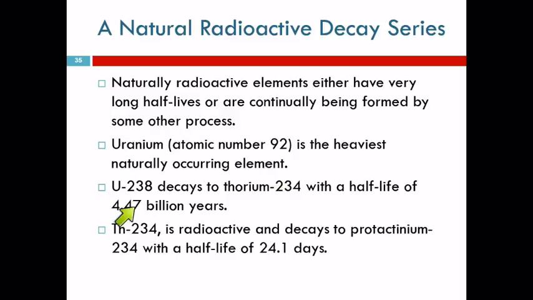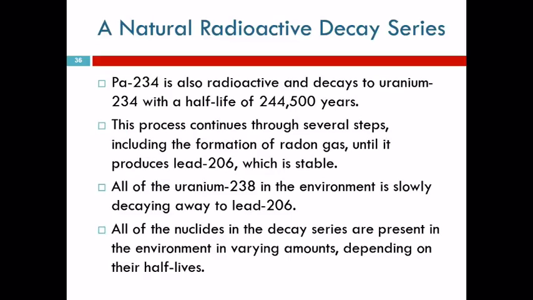It makes thorium-234. Thorium-234 is radioactive. That decays to protactinium-234. That has a half-life of 24.1 days. So that's not being created very fast. It's decomposing fairly quickly, but it is continually being created. And the protactinium is also radioactive, and that decays to uranium-234. That has a half-life of 244,500 years. Really long. So there's going to be a fair amount of that around because it takes a long time for it to decay.